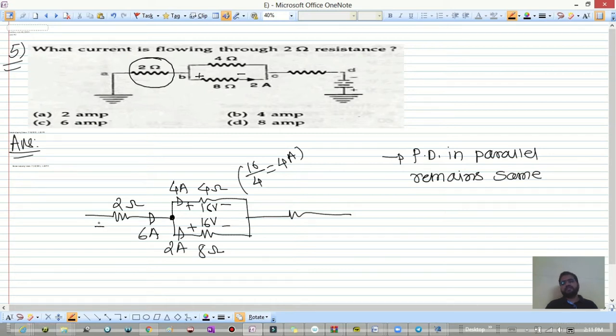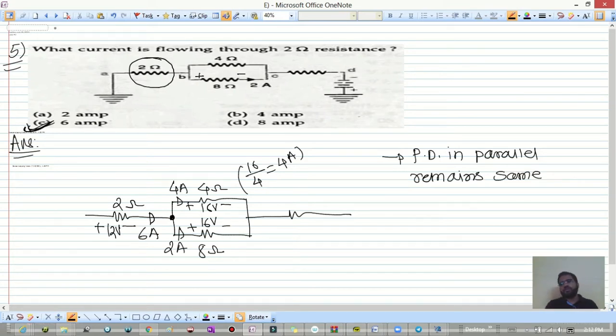So if this is 6 ampere, what is the potential difference across this? 6 into 2, 12 volts, right? But they want only the current flowing through this 2 ohm. So it is very simple, it is 6 ampere. See, if you know the Ohm's law, Kirchhoff's current law, Kirchhoff's voltage law, by using these 3 laws, we can actually simplify any type of electrical circuit with ease.